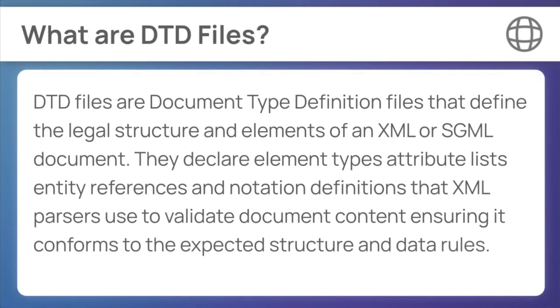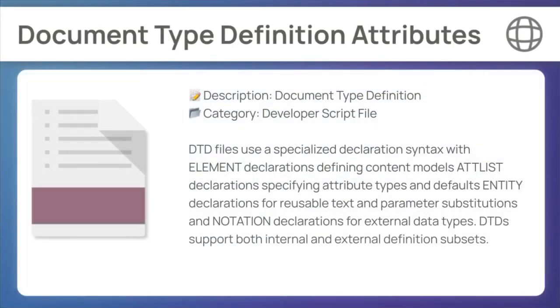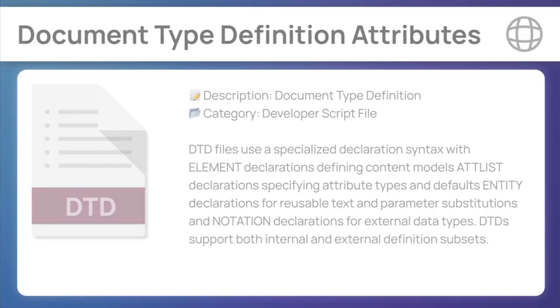XML or SGML document. They declare element types, attribute lists, entity references, and notation definitions that XML parsers use to validate document content, ensuring it conforms to the expected structure and data rules. DTD files use a specialized declaration syntax, with element declarations defining content models, ATTLIST declarations specifying attribute types and defaults, entity declarations for reusable text and parameter substitutions, and notation declarations for external data types. DTDs support both internal and external definition subsets.